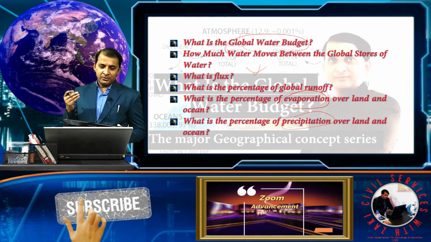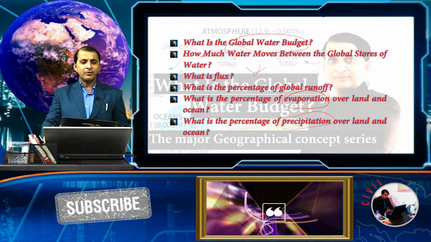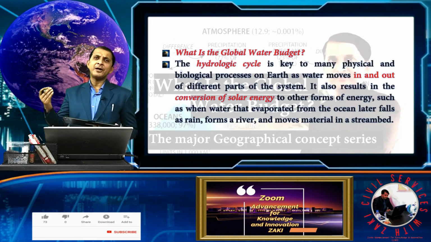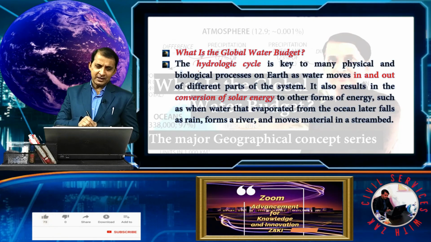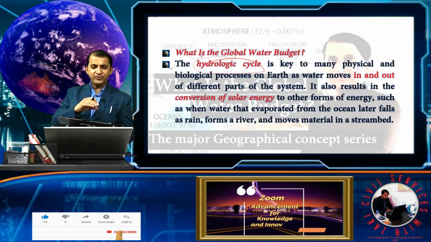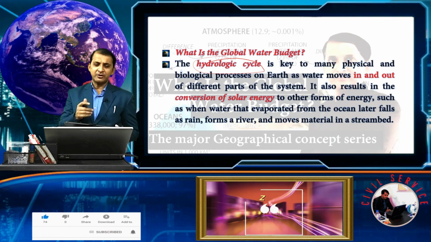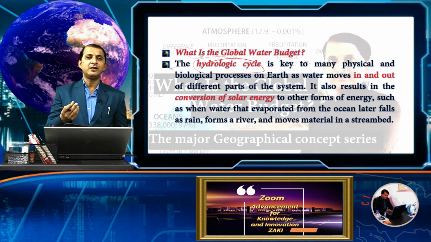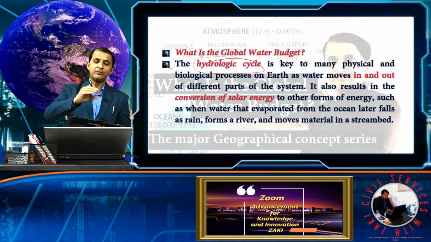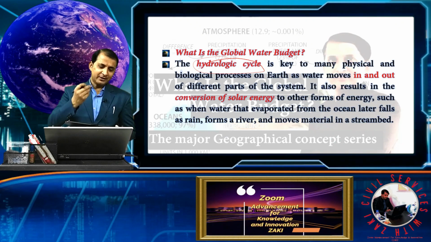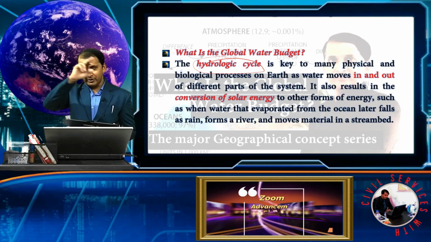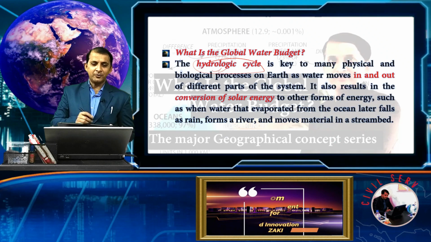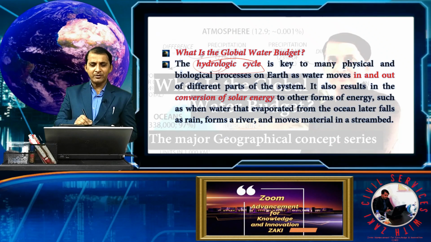So we will move forward and see what the global water budget is. The hydrologic cycle is key to many physical and biological processes on earth, as water moves in and out. What is a budget? Basically water in and out through precipitation, evaporation and all that, and the calculation of all that circulation. The hydrological cycle of the globe is the global water budget.